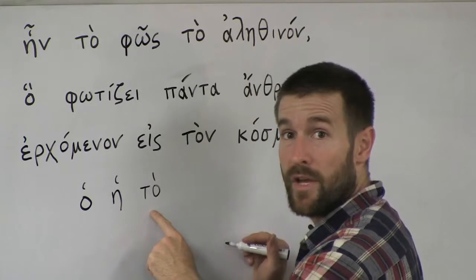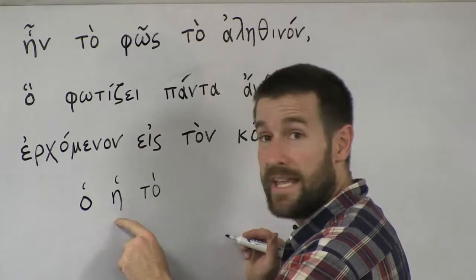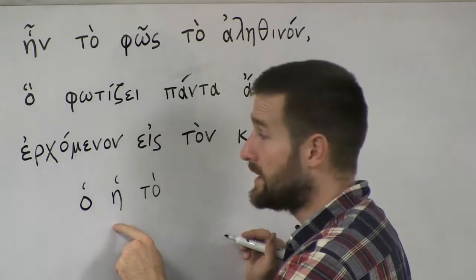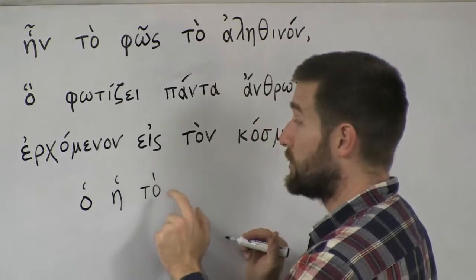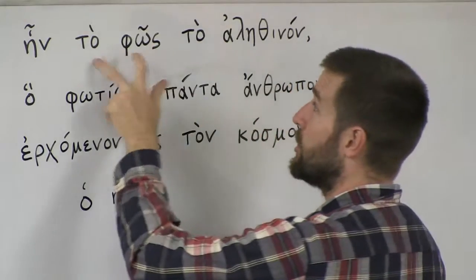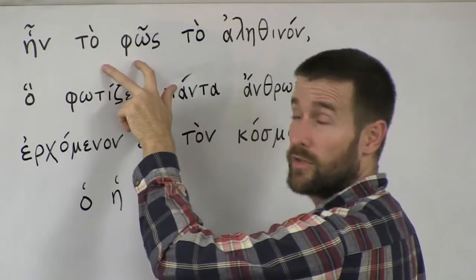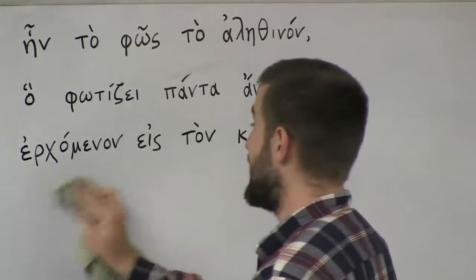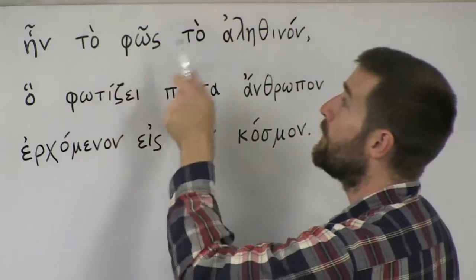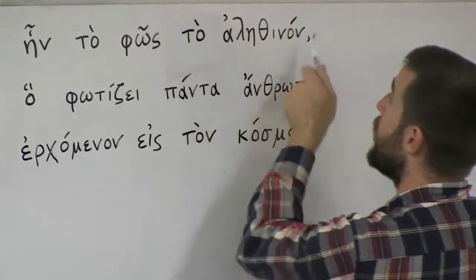If you remember, the vine was E ambelos, all right? Whereas God was O theos. Now we have to phos. When we see to phos, we know this is a neuter word, okay? The light. To phos, all right? Now it says, en to phos to alithinon.